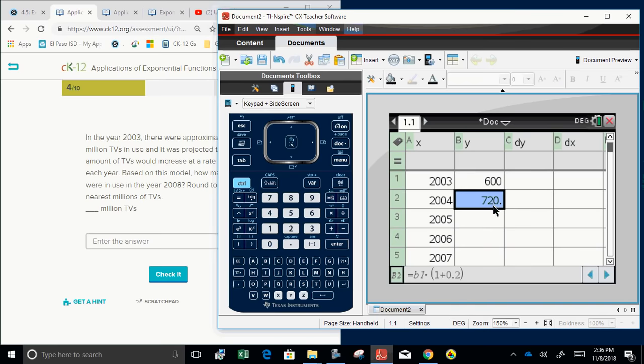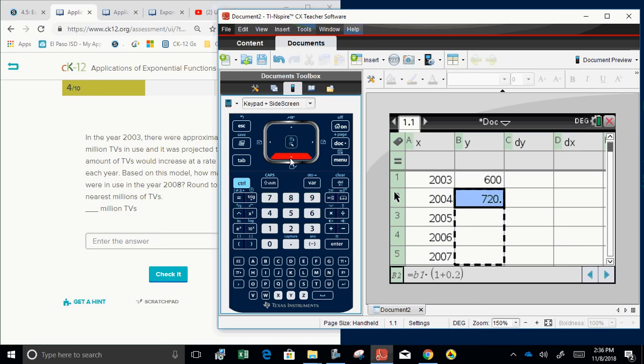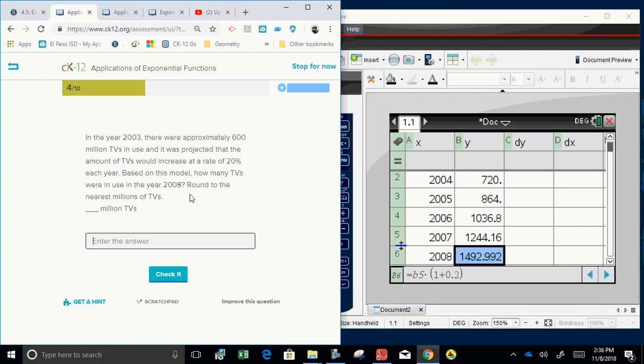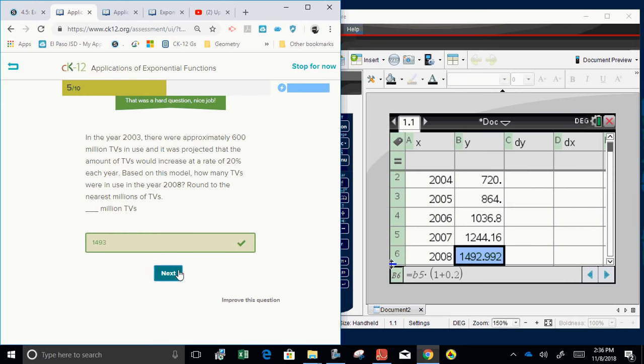Okay, now what you want to do is press Control, click, and fill it out to the time you want. And there you go. It's 1,492.93, so 1493, rounding to the nearest million. So that's 1492, and change it to a 3 because this 9 is bigger than 5, the first digit after the decimal. 1493, and check it. Good.